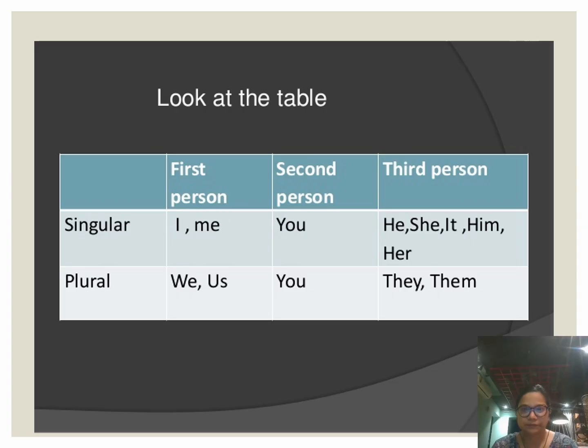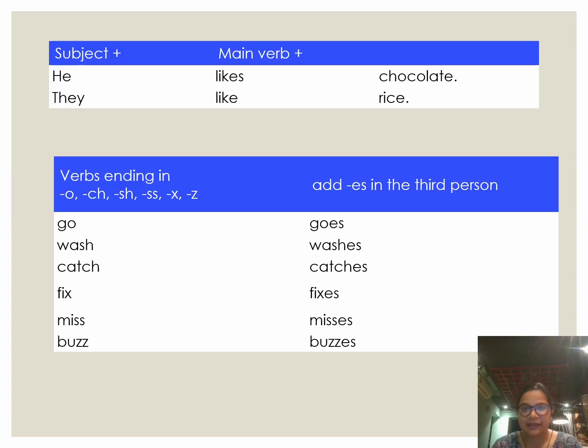So accordingly, the first person, second person, and third person. In the third person simple present, if we have he, she, or it, then we will use s. Here you can see he likes chocolate, but they like rice, because he is third person singular number, that's why we said likes, but they is third person plural number, so it is like.